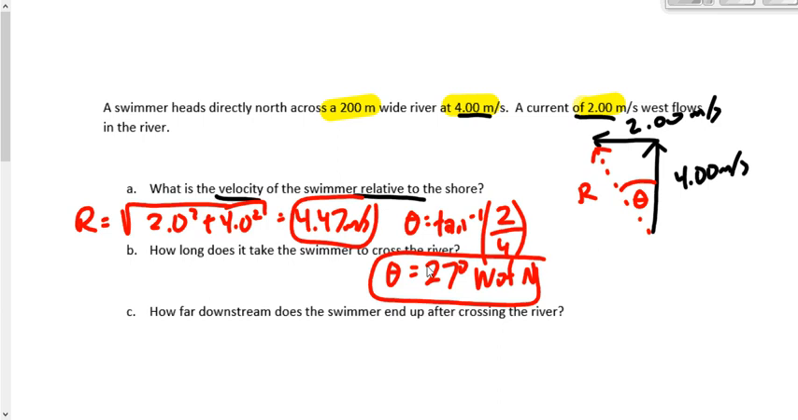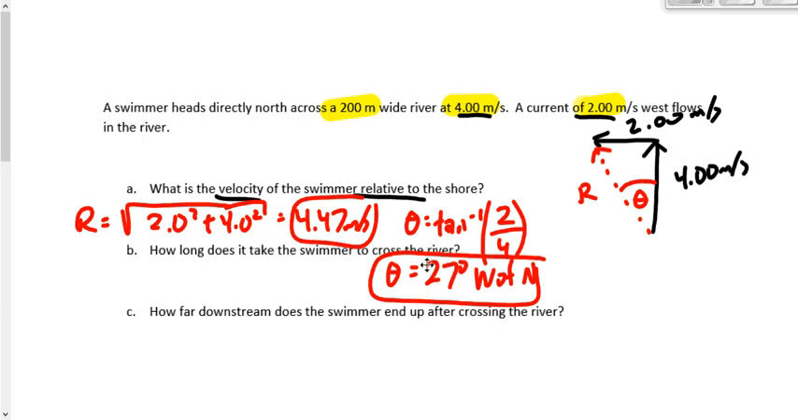Now, JC just pointed out, I think, that he drew his diagram like this. And when he did, he would have got an angle of, what, 63 degrees? Okay, his angle would be 63 degrees north of west. Would that be correct? Yeah, that's exactly the same thing, just a different way of expressing it. Good. Now, question B says, how long does it take the swimmer to cross the river?